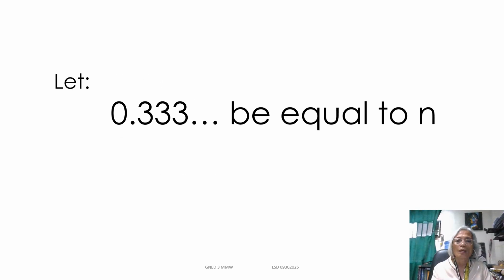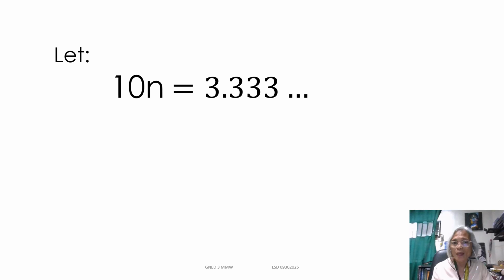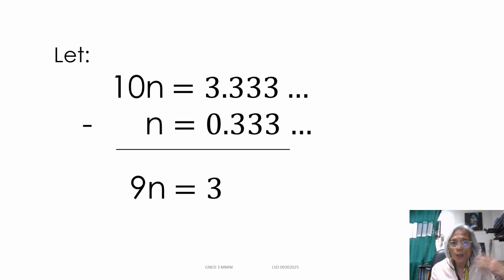So, for example, if we let 0.333 be equal to n, so we would have n is equal to 0.333. If we multiply this by 10, we have 10n is equal to 3.333. If we subtract n from 10n, we would have 10n minus n, which is 9n, and 3.333 minus 0.333.